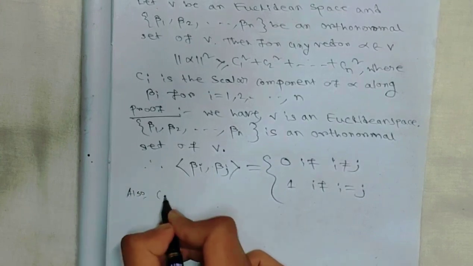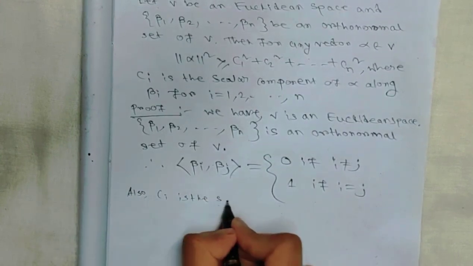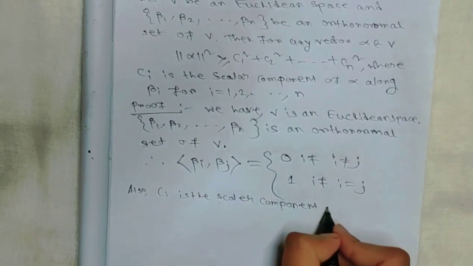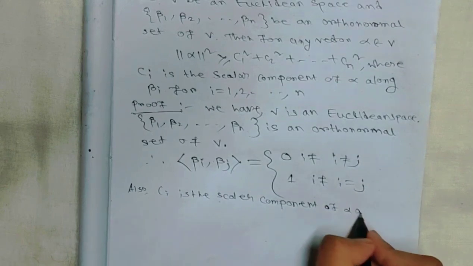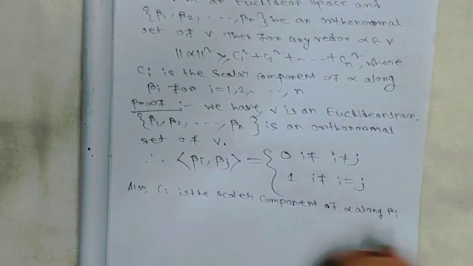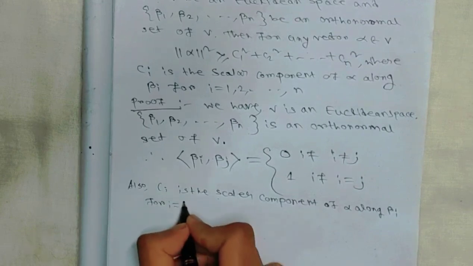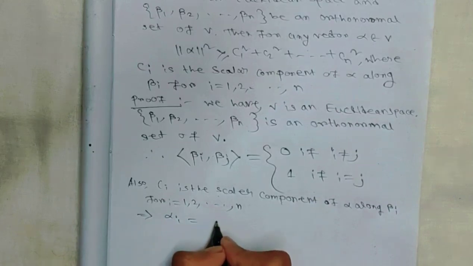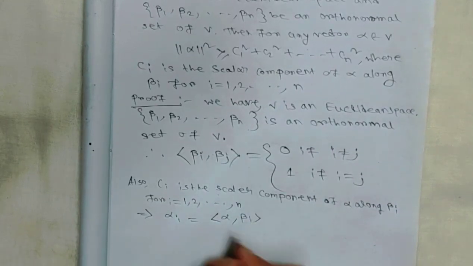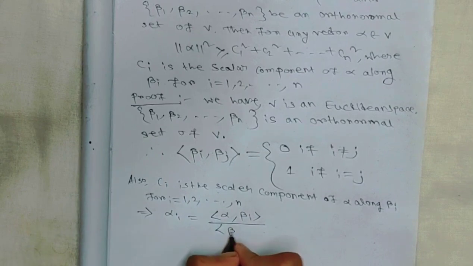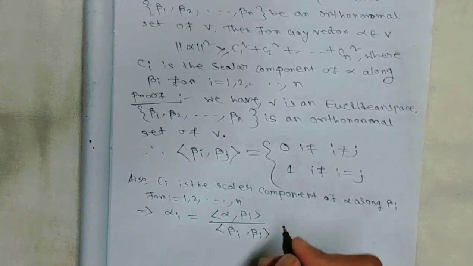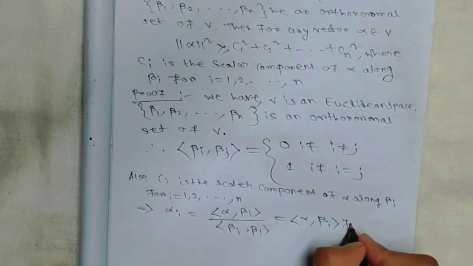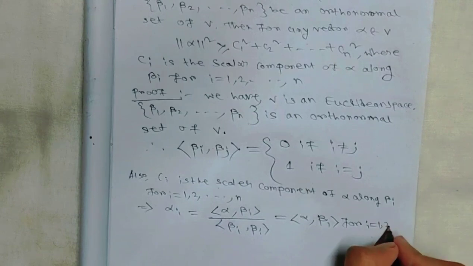Also, ci is the scalar component of α along βi for i equals 1 to n. That implies ci equals the inner product of α comma βi divided by the inner product of βi comma βi, that is equal to the inner product of α comma βi for i equals 1 to n.